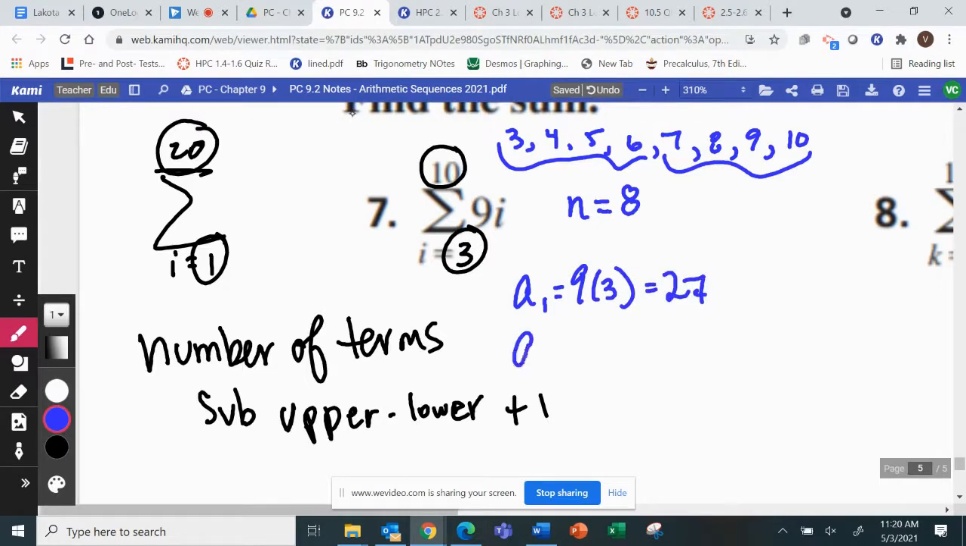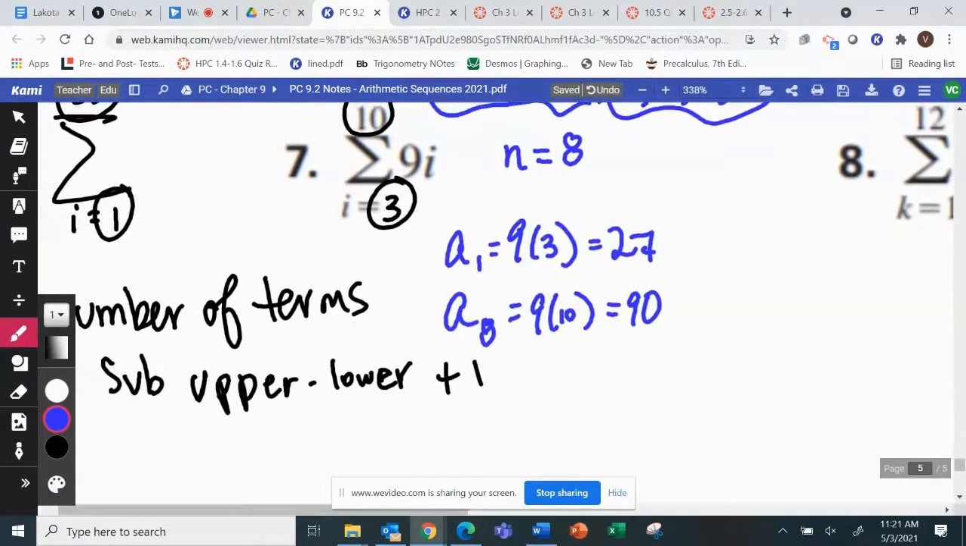And then my a sub 8 will be my last term, but I plug in 10. So that number of terms is what will get you if you're not paying close attention. And then we do our formula, which says S sub n. And I will do the number of terms. I'm going to multiply by 27 plus 90. And then I'm going to divide that by 2.